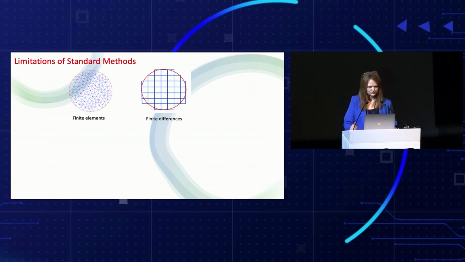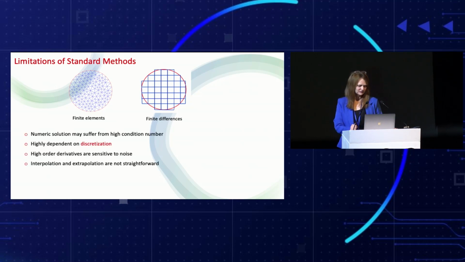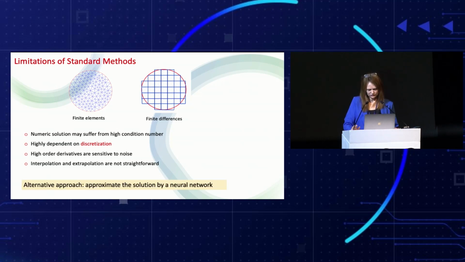So usually we use standard methods like finite element and finite differences. But these methods have some limitations. For example, the solution may suffer from high condition number. They are highly dependent on the discretization, which means how we discretize the finite element or the mesh in the finite difference. If we have high order derivatives, they are very, very sensitive to noise. And interpolation and extrapolation are not straightforward in these methods. So we suggest an alternative approach, which is based on machine learning, on neural networks.